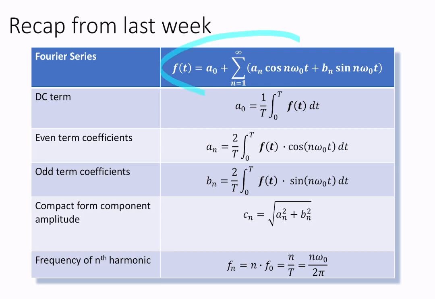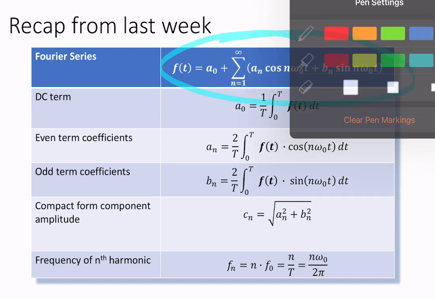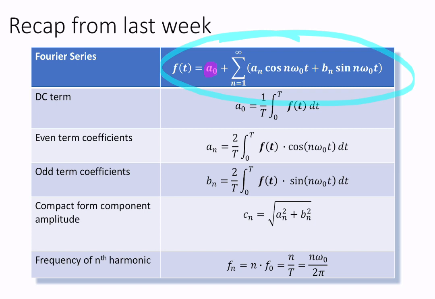We introduced this important expression, and we said, importantly, that this combines three terms: the DC term, the even components, and the odd components. By the even components, I mean the coefficients of the cosine terms, and by the odd components, the coefficients of the sine terms. That's how you find the B terms, and that's how you find the A terms. And A naught is just the DC term. It's just the average value.